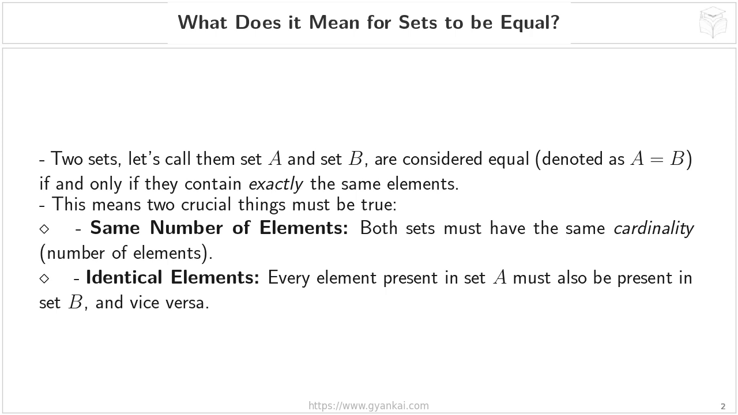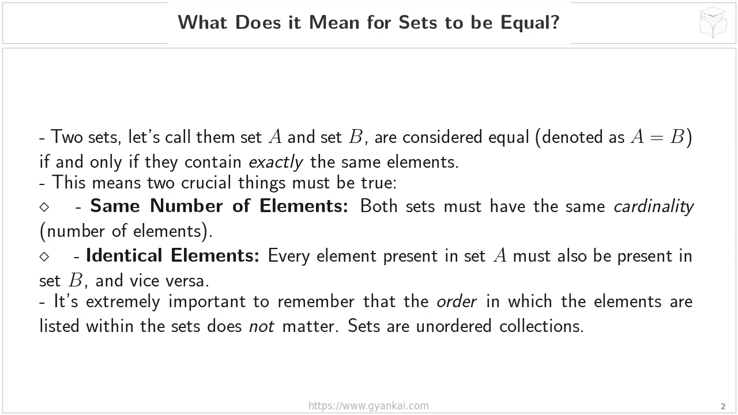Think of it like a perfect matching. No extras, no missing pieces. Now, a really common mistake students make is thinking that just having the same number of elements is enough. It's not. You need both conditions to be true. We'll see that illustrated in the examples coming up. Finally, and this is a crucial point about sets, the order in which you list the elements doesn't matter at all. Sets are what we call unordered collections. So, whether you write a set as {1, 2, 3} or {3, 1, 2}, it represents the exact same set. We'll reinforce this with examples on the next few slides, so you can really get comfortable with this concept.